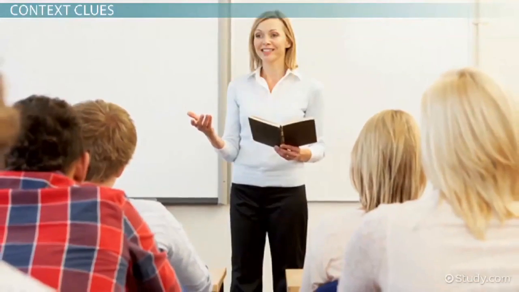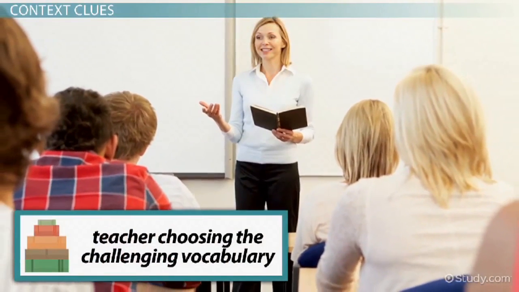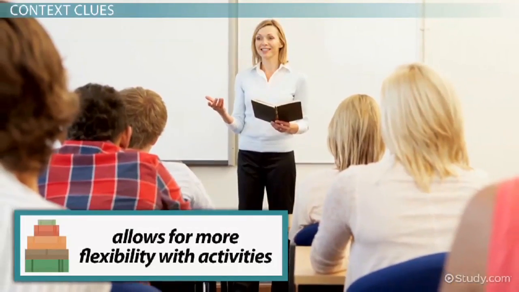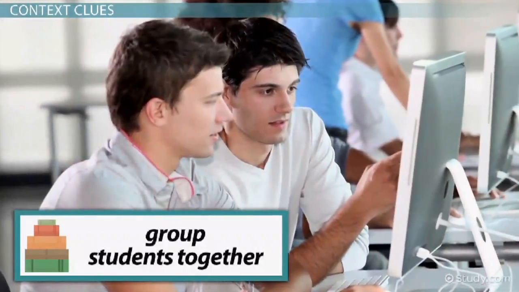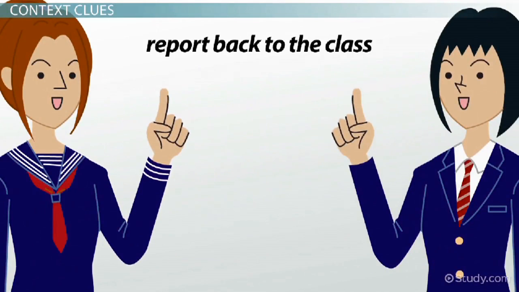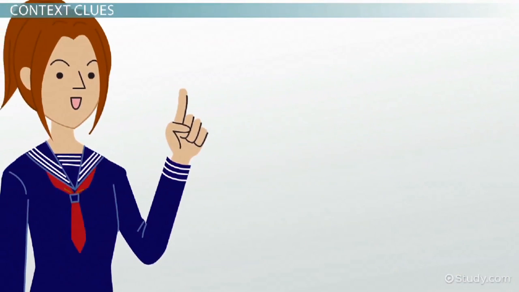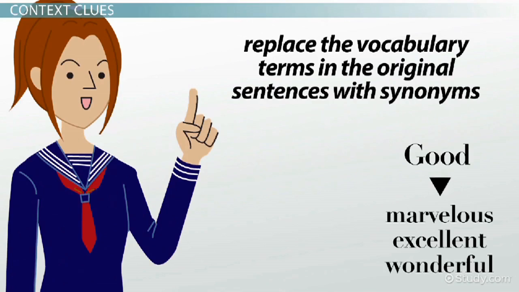A final strategy centers on the teacher choosing the challenging vocabulary from a reading section, which allows for more flexibility with activities. You can group students together to discuss what the words mean based on context clues. Then the groups report back to the class and get a consensus for the meaning of the word. Also, you can have students replace the vocabulary terms in the original sentences with synonyms they would use every day.